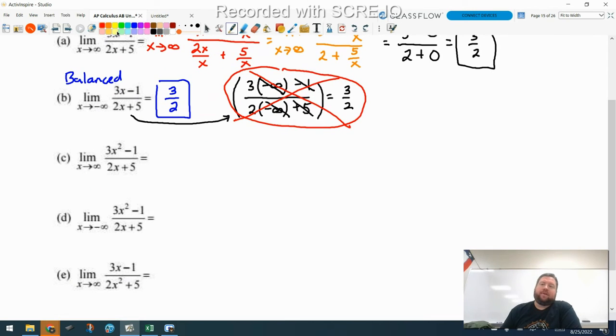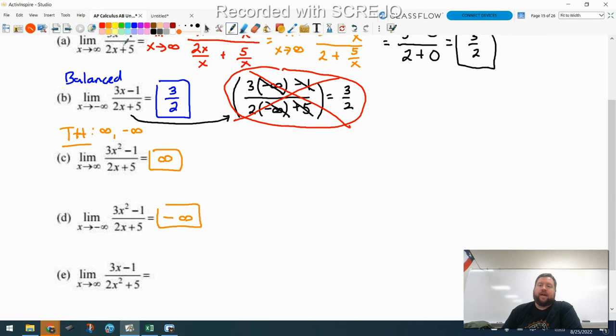All right, next one's top heavy. Top heavy is always equal to either infinity or negative infinity, so we just have to figure out which infinity it is. If x is going to positive infinity, then the function on top goes to positive infinity, and the function on bottom goes to positive infinity. So it's a positive divided by a positive, which is positive infinity. If x goes to negative infinity, then x squared still goes to positive infinity because it's squared, but x will go to negative infinity. So it's a positive divided by a negative, so this will be negative infinity.